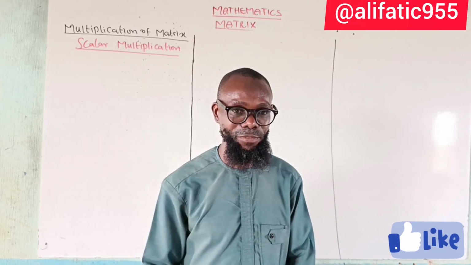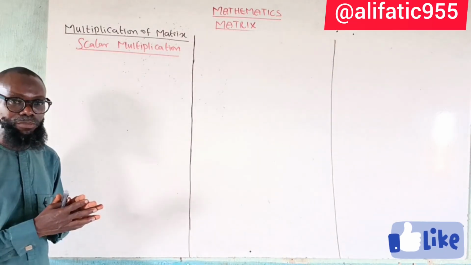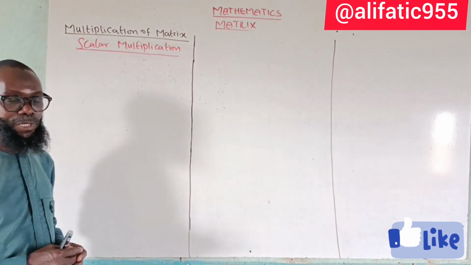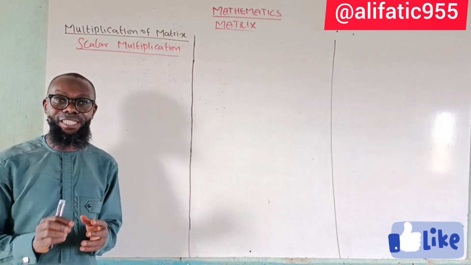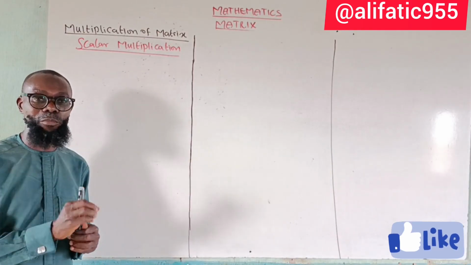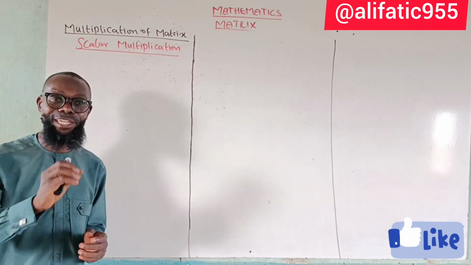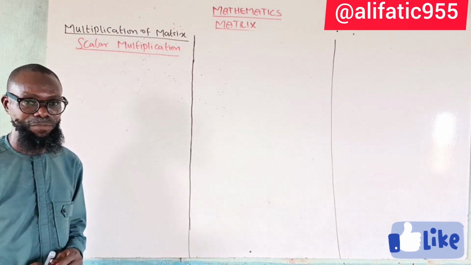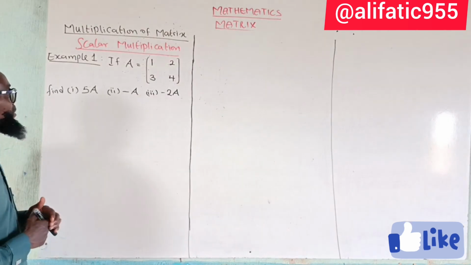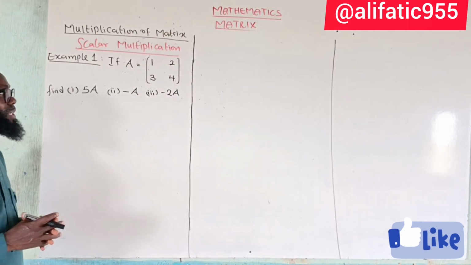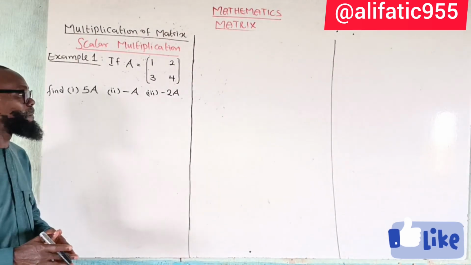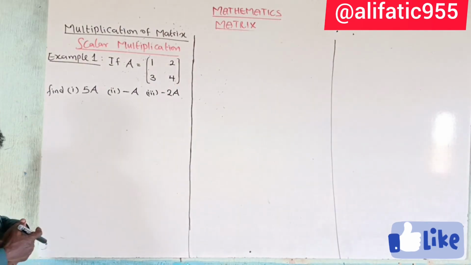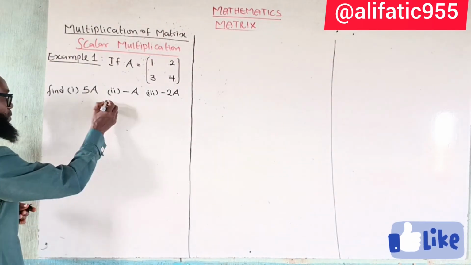So let's proceed. Scalar multiplication. What do we mean by that? This is the act of multiplying a matrix by a given number. Let's demonstrate this with example 1. If a matrix A is given as 1, 2, 3, 4, find 5A, minus A, and minus 2A.